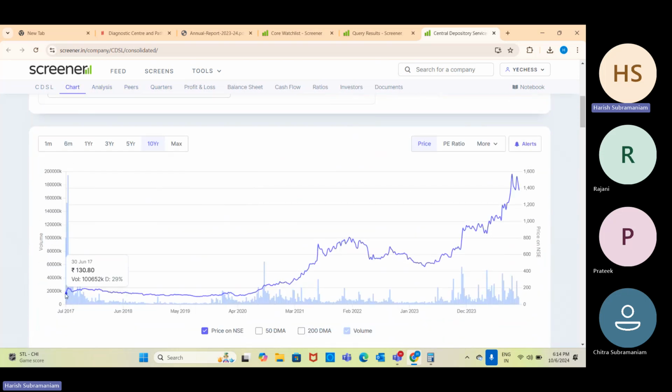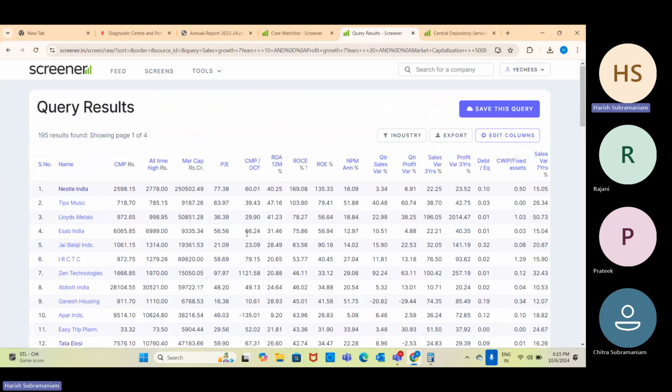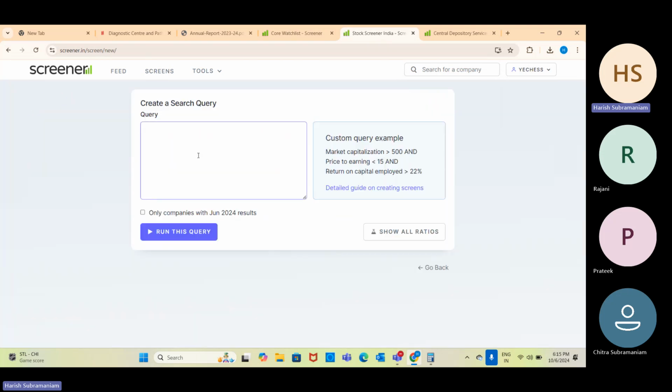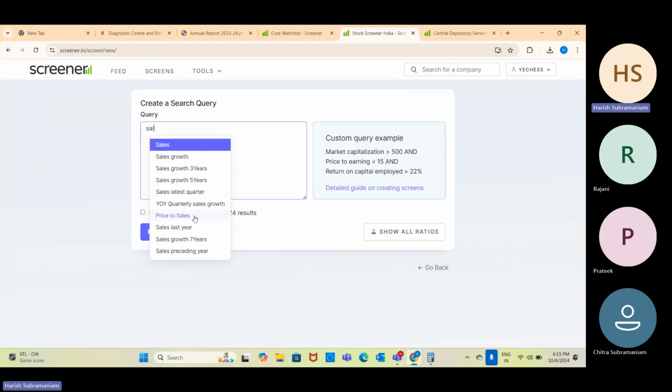And we see here the share price in 2017. So it's not 10 years, some 7 odd years. It was 130 and now it's gone to almost 1,400. So it's gone up 10x. So we can go here into Screener. We can go to screens and then create new screens. And then you just type your parameters here.